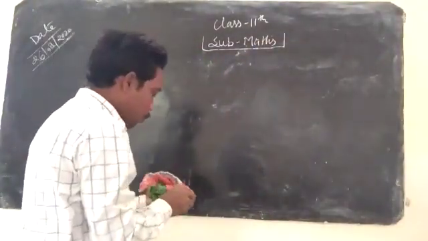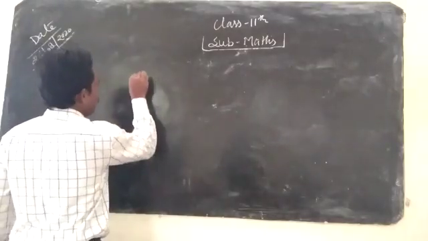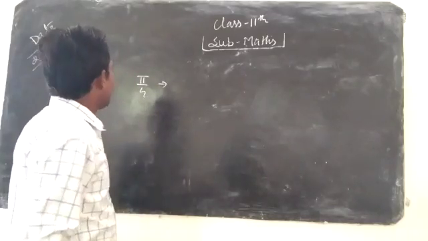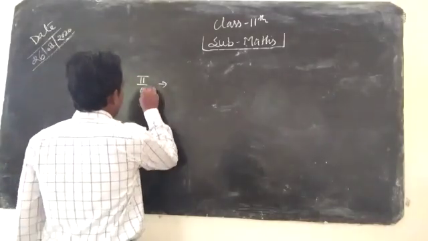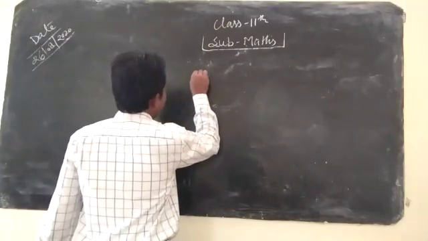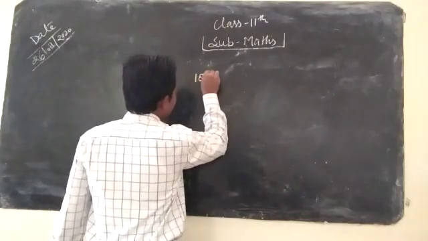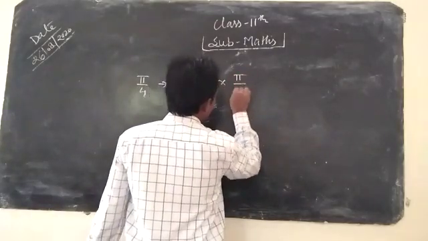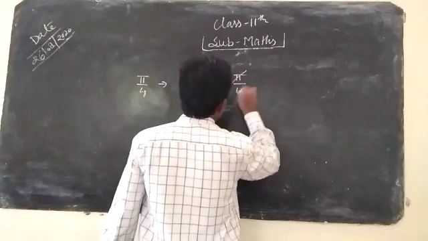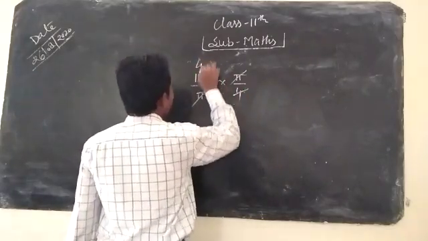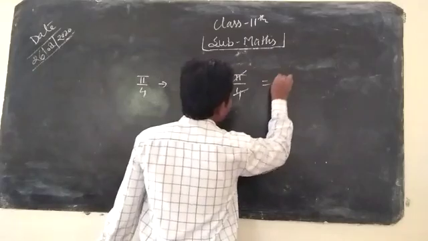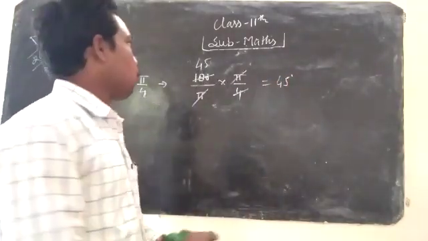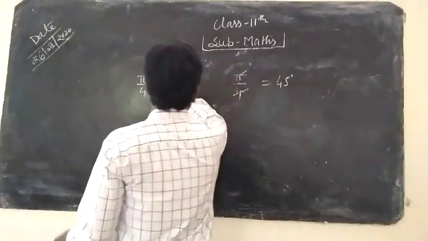And if you have to change pi by 4 into degree form, then we can say that 180 divided by pi multiply with pi by 4, then pi cancel, 4 4s are 16, 4 5s are 20. We get 45 degree. So this is the formula for changing both from degree into radian and radian into degree.